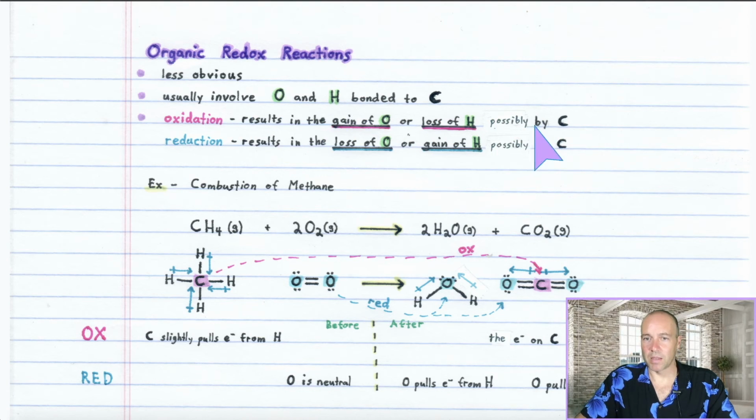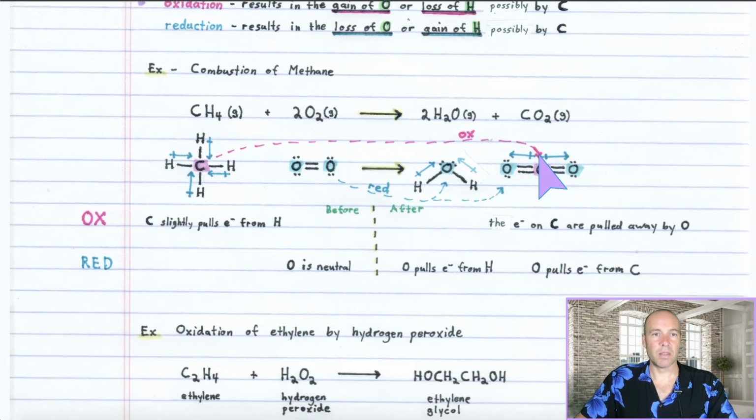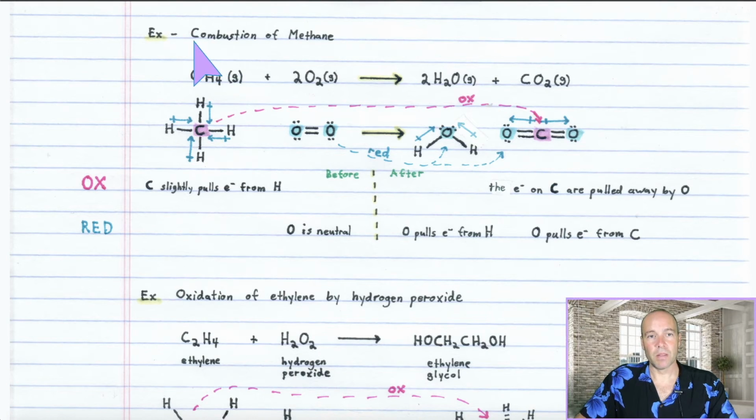And so what we mean by this is carbon is oxidized if it gains oxygens around it, or if it loses hydrogens around it. If either of these happen, or if both happen, then carbon would be oxidized. Reduction is the opposite. This results in the loss of oxygen or gain of hydrogen, again, possibly by carbon. As an example, let's look at the following reaction. This is the combustion of methane. And we've seen this reaction before. Here's the chemical equation. Methane gas reacts with oxygen gas to produce water and carbon dioxide.